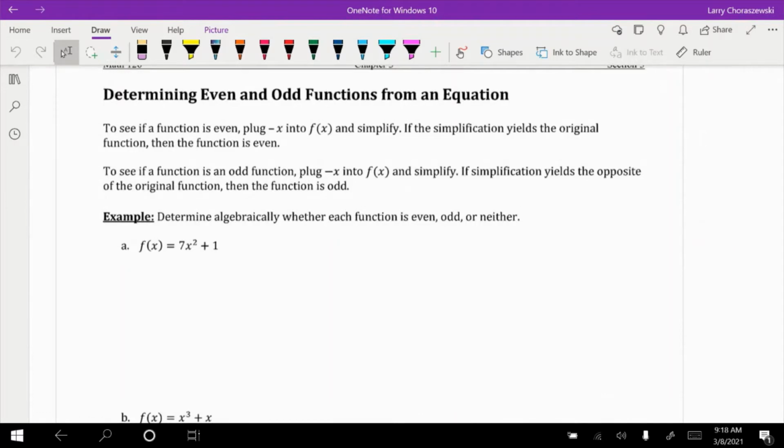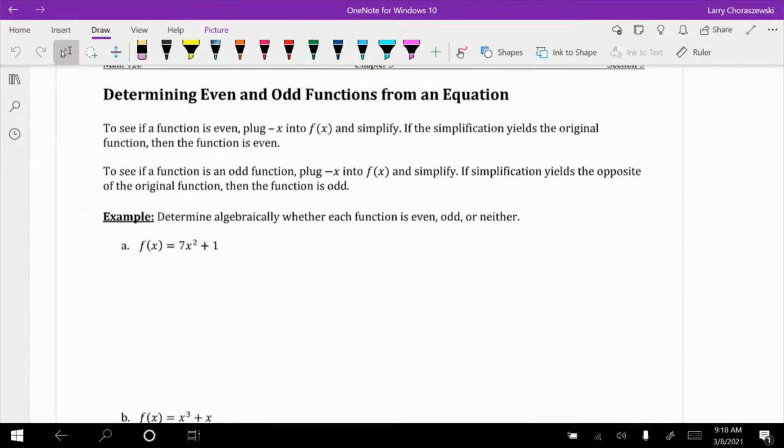There is a way to determine if a function is even or odd based on the equation for a function, and that's where we're going to pick up with new material. So this is very similar to what we were doing back in chapter 2 with the 3 different types of symmetries, x-axis, y-axis, and origin.